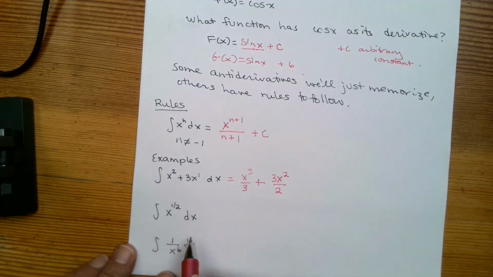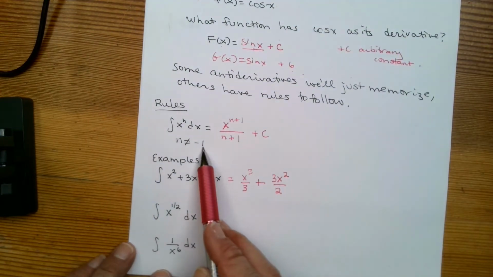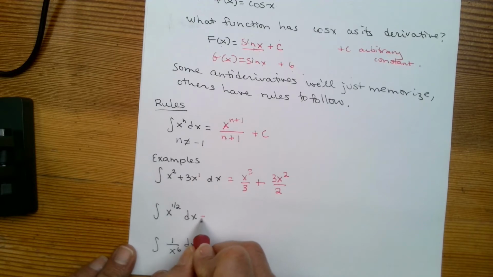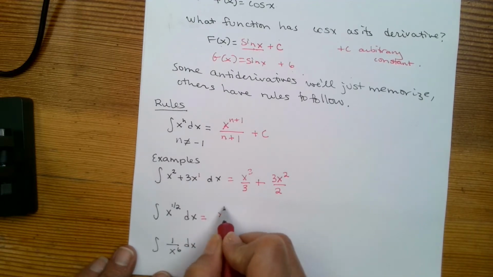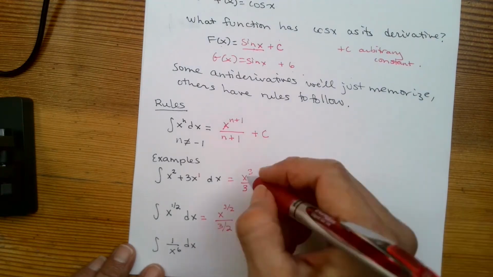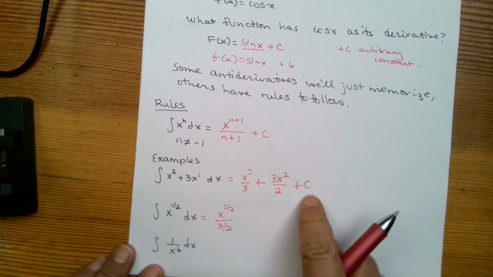Now, what if it's a fraction? It works for all n except for negative 1. So here we go. We add 1 to that, x to the 3 halves, since 1 half plus 1 is 3 halves. Divide by 3 halves. Remember your plus c right there.